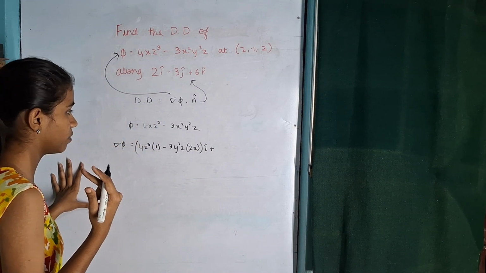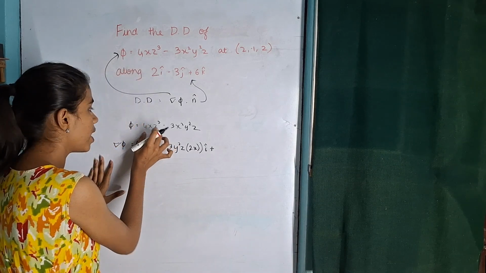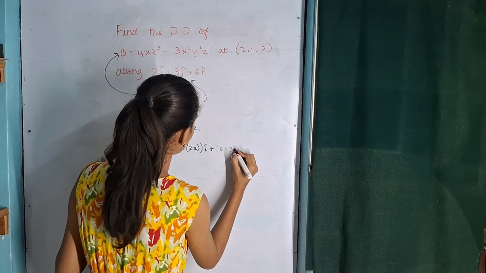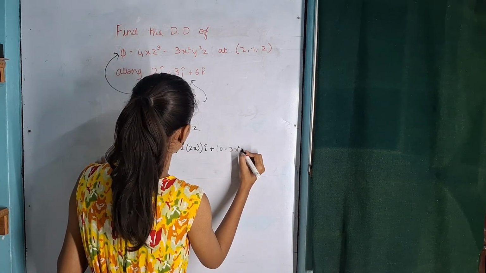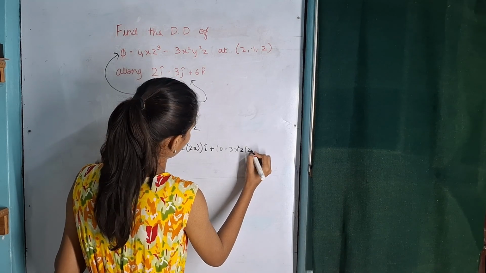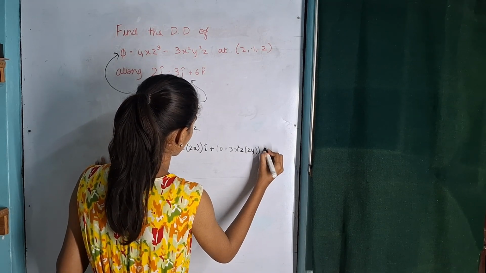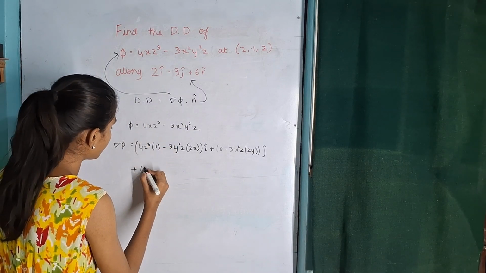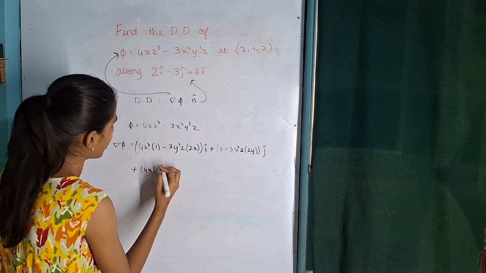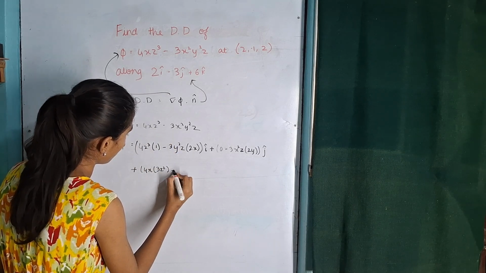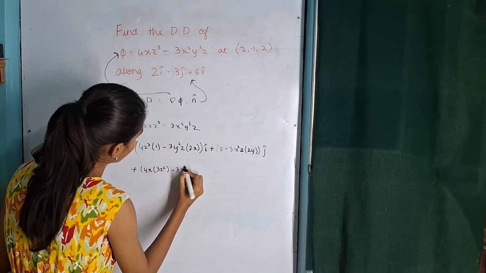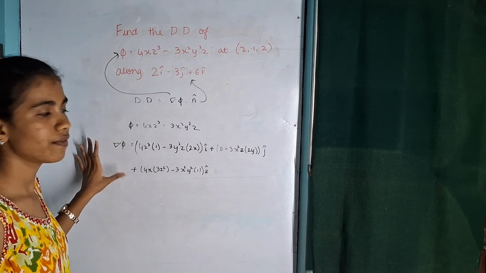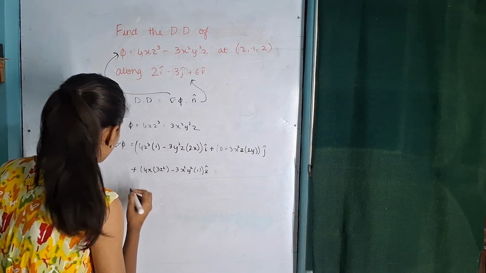plus now with respect to y. Here there is no y, so it is directly a 0, minus here 3x square, z is constant, y square becomes 2y, j, plus now with respect to z, here 4x is constant, z cube becomes 3z square, minus here 3x square y square is constant, z becomes 1. So this is del phi. I have differentiated this. Now let's simplify this further.